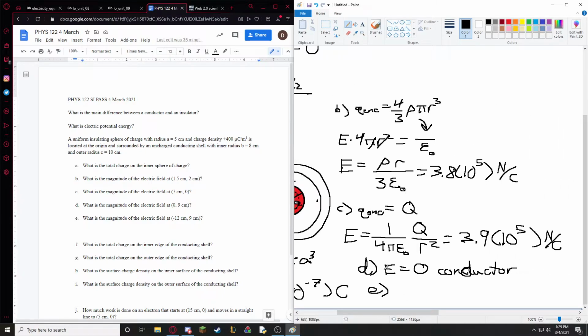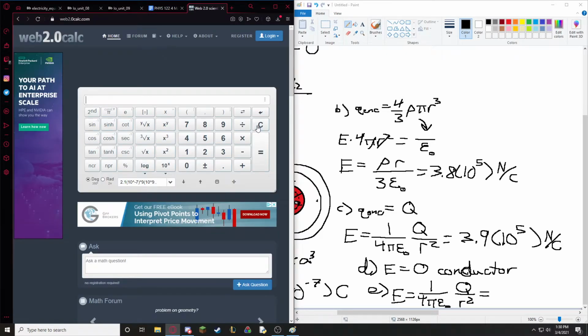So once again, Gauss's law, we find what our Q enclosed is. It's just big Q, and it's the same thing as part C. It's equal to 1 over 4 pi epsilon naught Q over R squared. In this case, R is going to be, we have negative 12, 9. So R would be the square root of 12 squared plus 9 squared, which comes out to be 15 centimeters out.